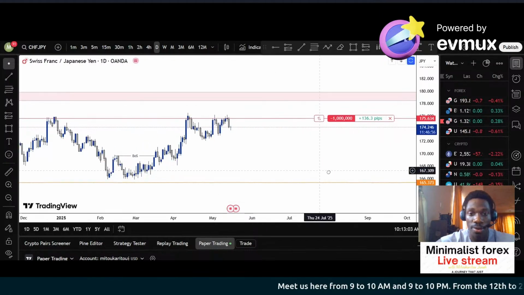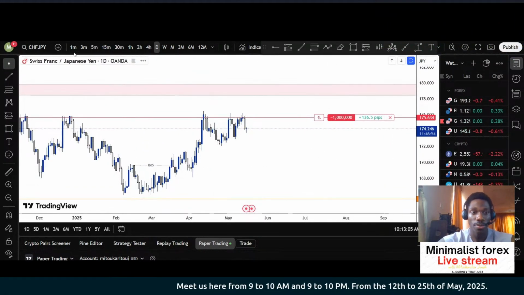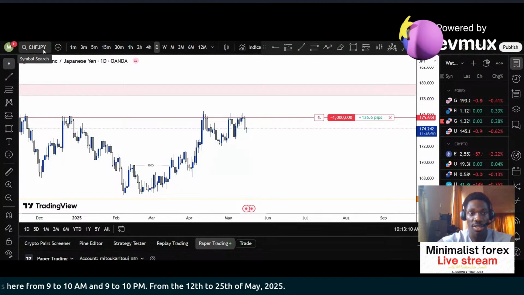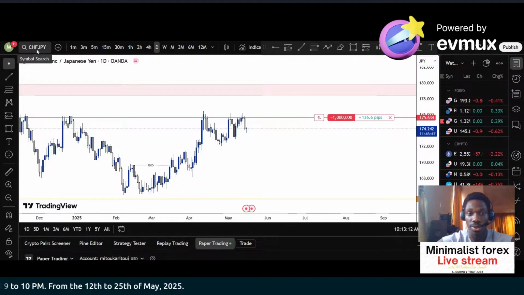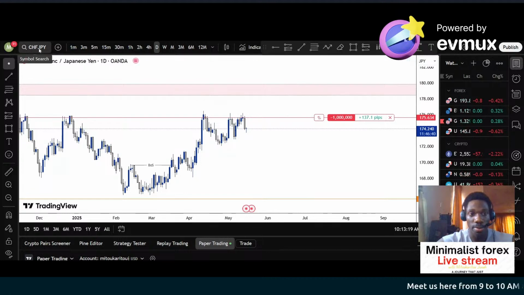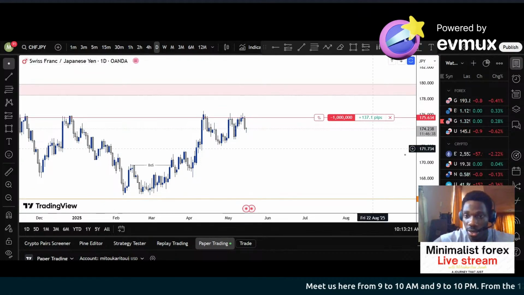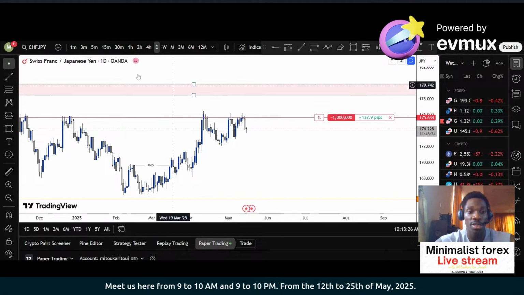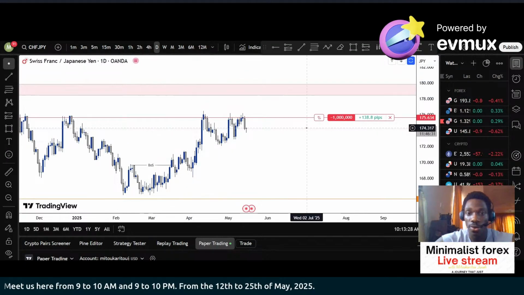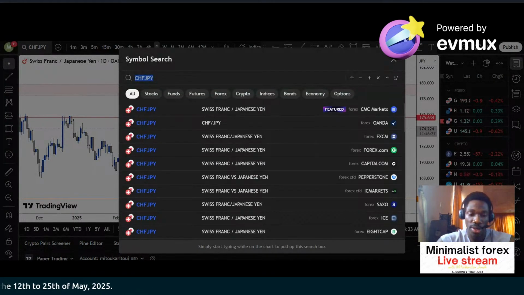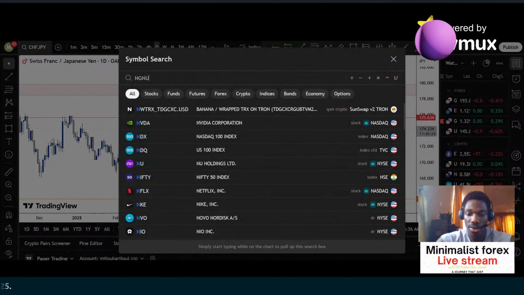But for now, all you need to know is the currency pair on your right, the JPY is the quote currency, and the CHF is your base currency. So for you to get a unit of this Swiss franc, you need to pay, right now, about 174.238 Japanese yen, right?